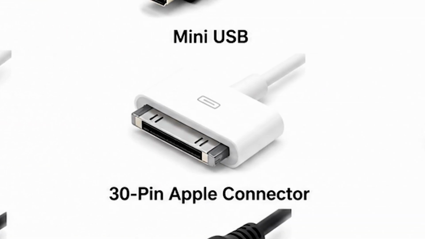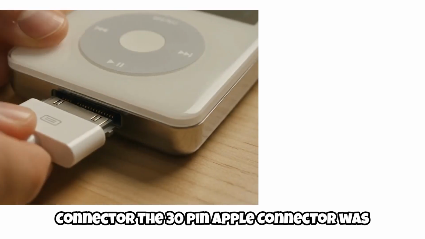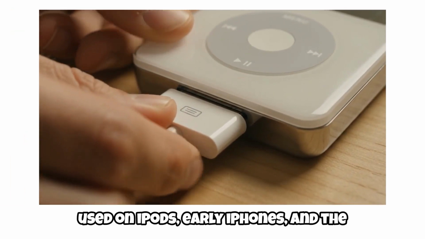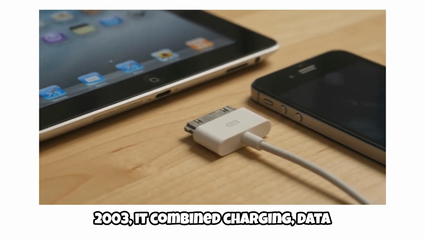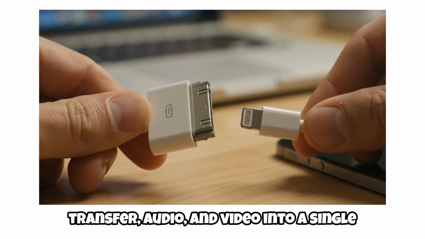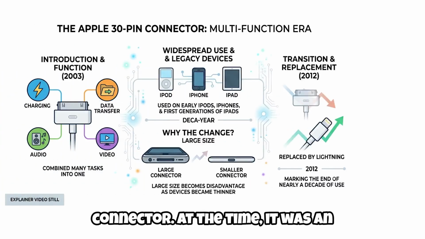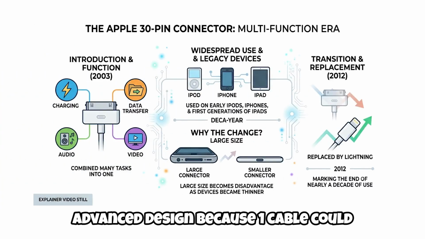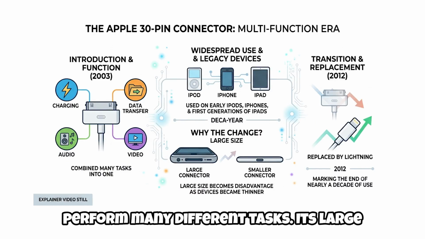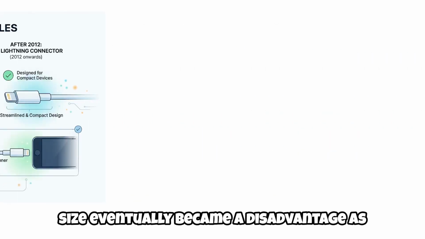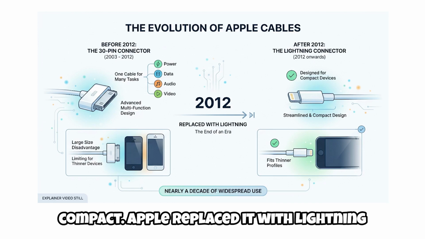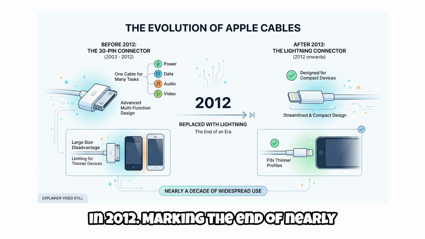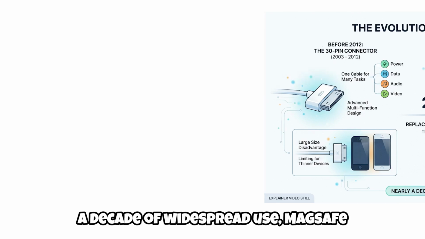30-pin Apple connector. The 30-pin Apple connector was used on iPods, early iPhones, and the first generations of iPads. Introduced in 2003, it combined charging, data transfer, audio, and video into a single connector. At the time, it was an advanced design because one cable could perform many different tasks. Its large size eventually became a disadvantage as mobile devices became thinner and more compact. Apple replaced it with Lightning in 2012, marking the end of nearly a decade of widespread use.